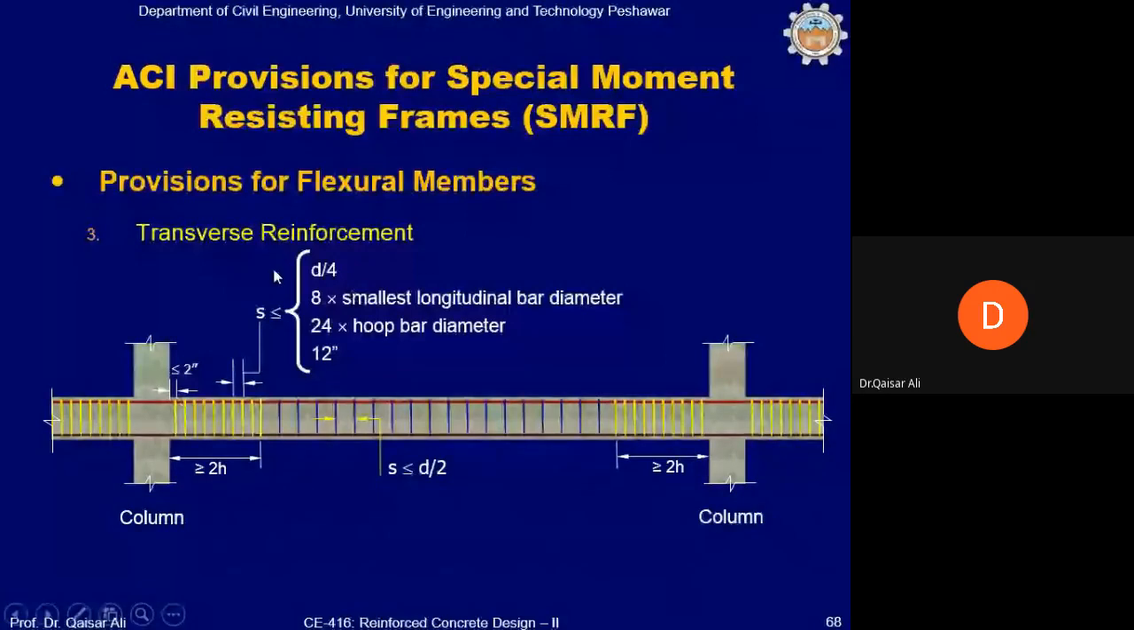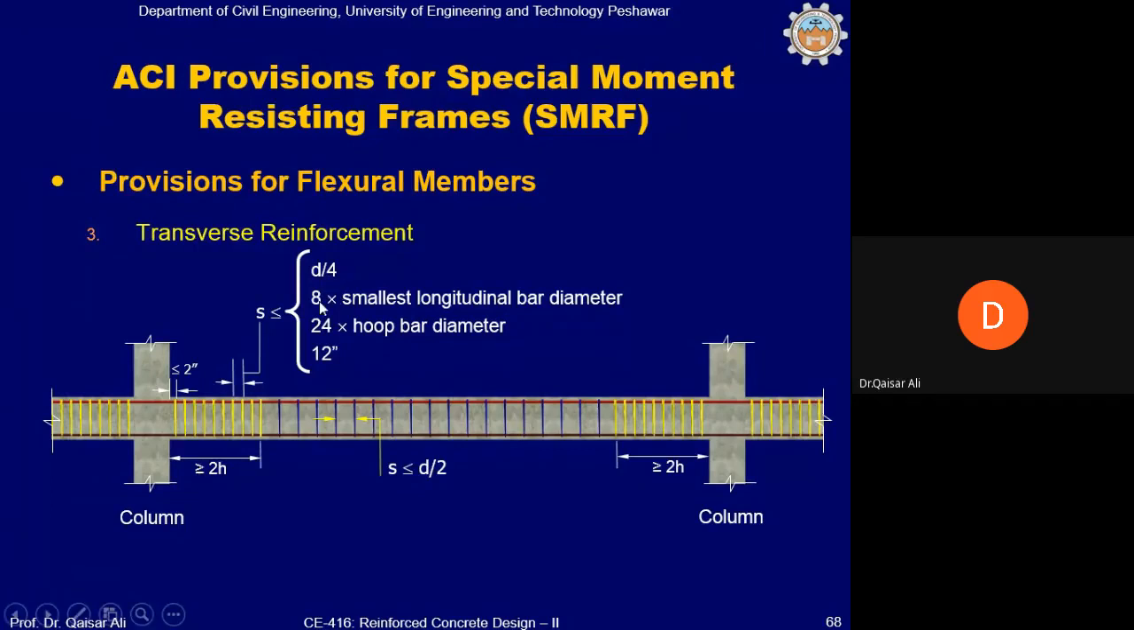Whatever the stirrup spacing is coming from the design, it shall be checked with this spacing. If that spacing is more than this, it is fine. But if that spacing is less than this, then this spacing criteria must be fulfilled. And it says that the spacing shall be at least d by 4. For example, in a 24-inch deep beam, it will be, let's say, 21 divided by 4, so it will be almost 5.5 inches.